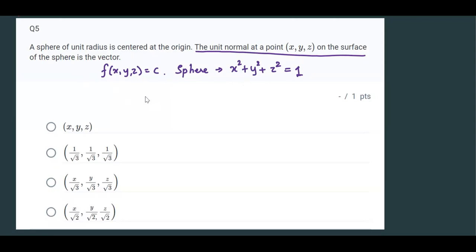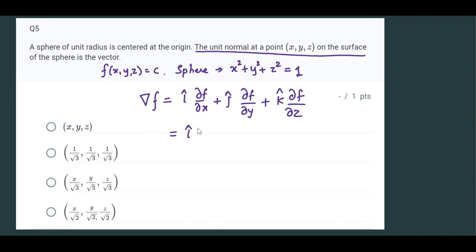Now unit normal at any point x. Now this x, y and z already are such that they are like the directional cosines. Okay, x, y, z are directional cosines because L square plus M square plus N square is equal to 1 already. So grad f will directly give you the normal. So i cap times dou f by dou x plus j cap times dou f by dou y plus k cap times dou f by dou z. So what we get? i cap times 2x, j cap times 2y plus k cap times 2z. So this is the gradient.